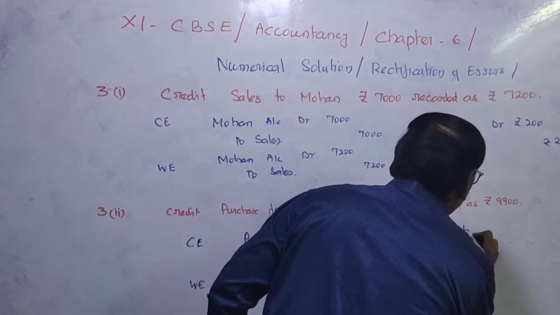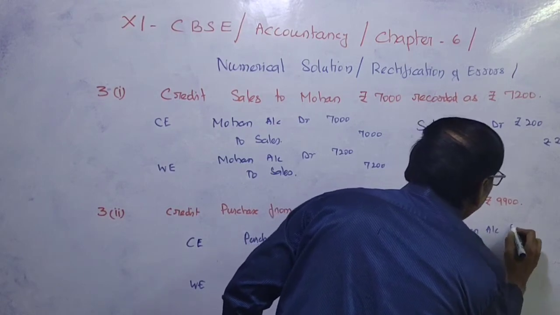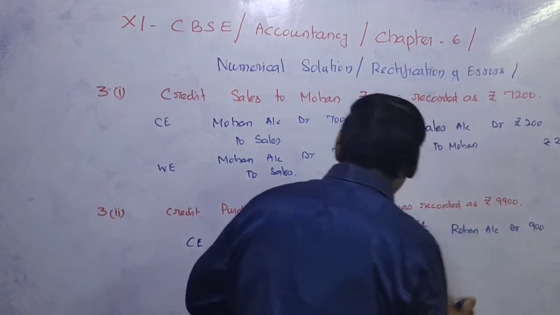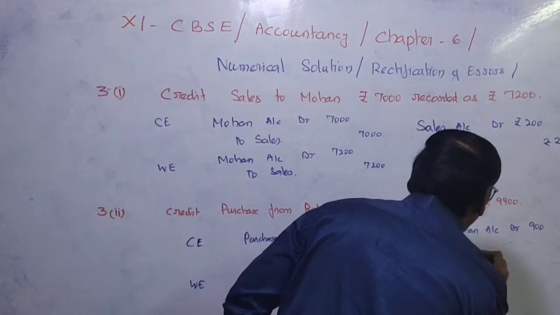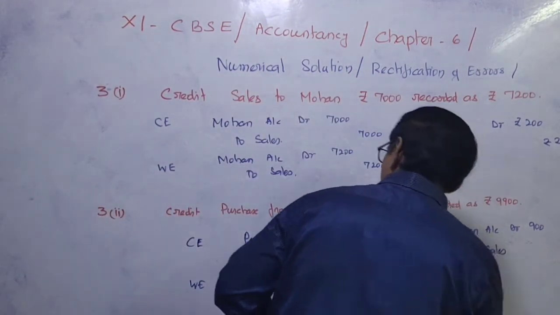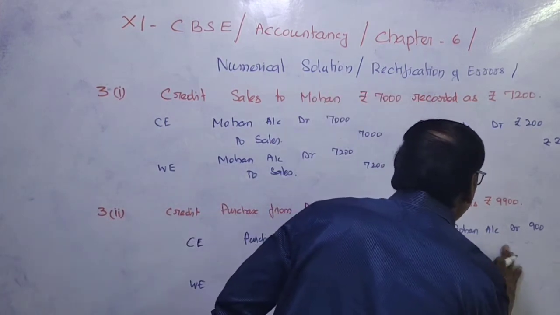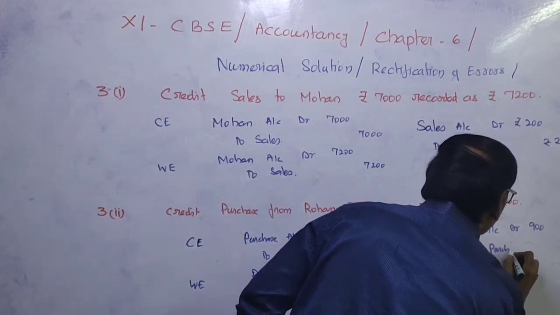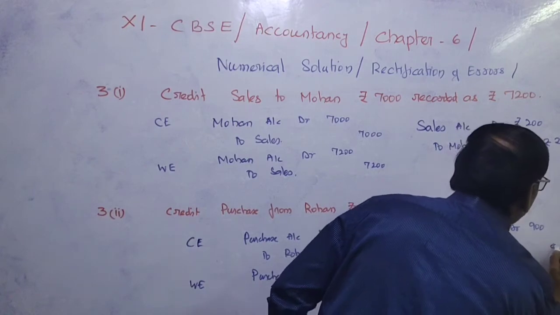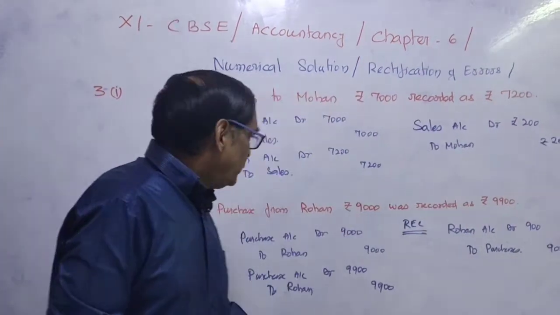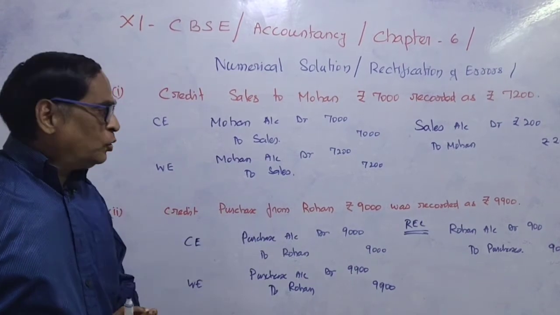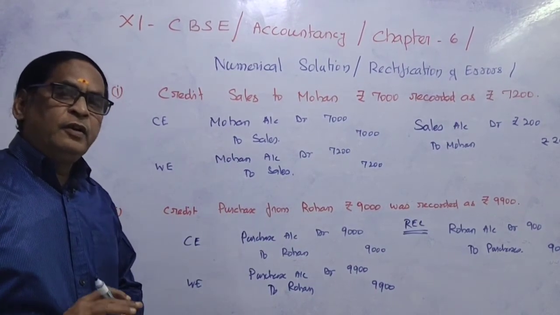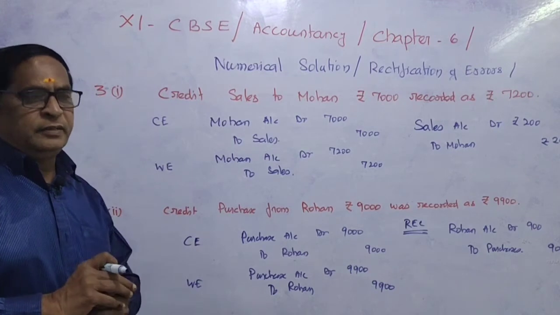Rohan account debit for 900 rupees, 9900 minus 9000. So 900 rupees to purchase, 900 rupees. So the rectification, the narration is: purchases from Rohan 9000 entered as 9900, now rectified. You can write like that.